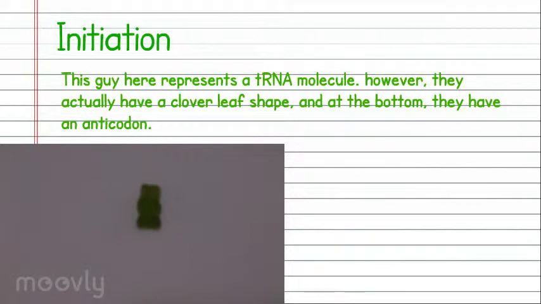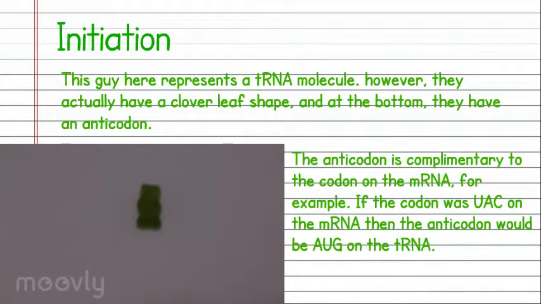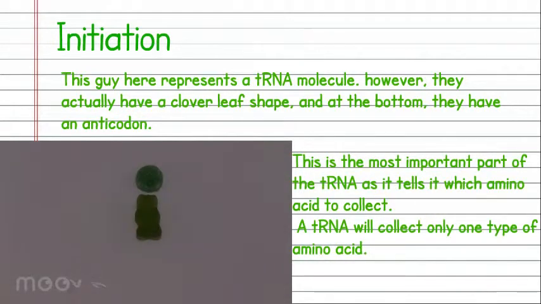This guy here represents a tRNA molecule. However, they actually have a cloverleaf shape and at the bottom they have an anticodon. The anticodon is complementary to the codon on the mRNA. For example, if the codon was UAC on the mRNA, then the anticodon would be AUG on the tRNA. This is the most important part of the tRNA, as it tells it which amino acid to collect. A tRNA will only collect one type of amino acid.